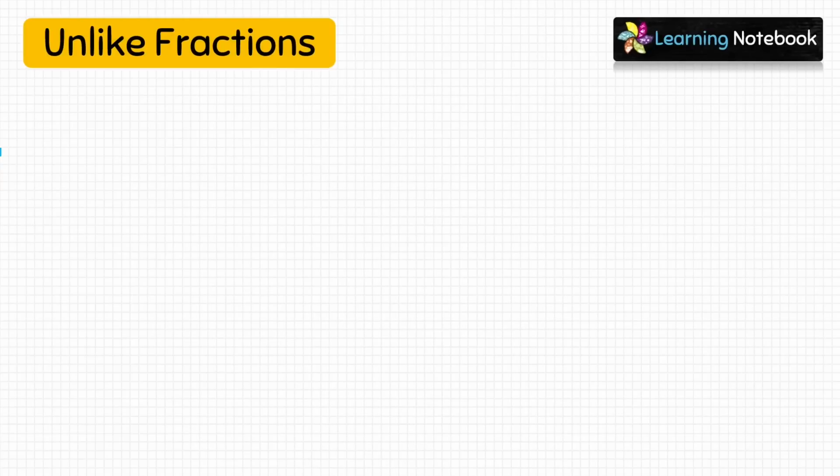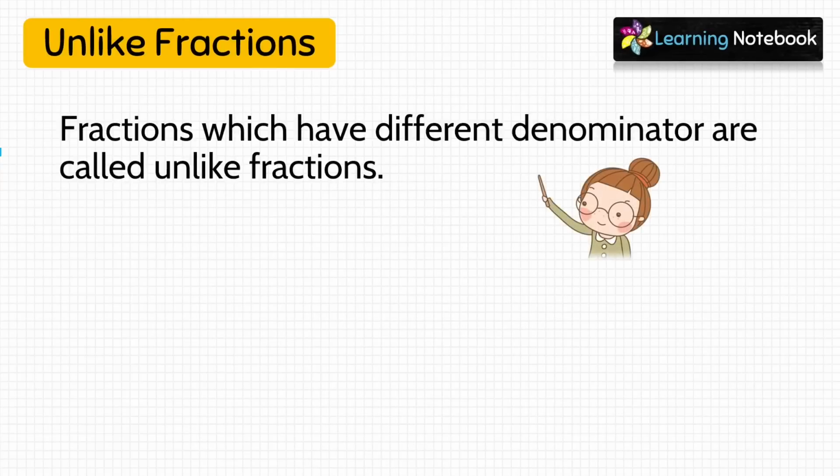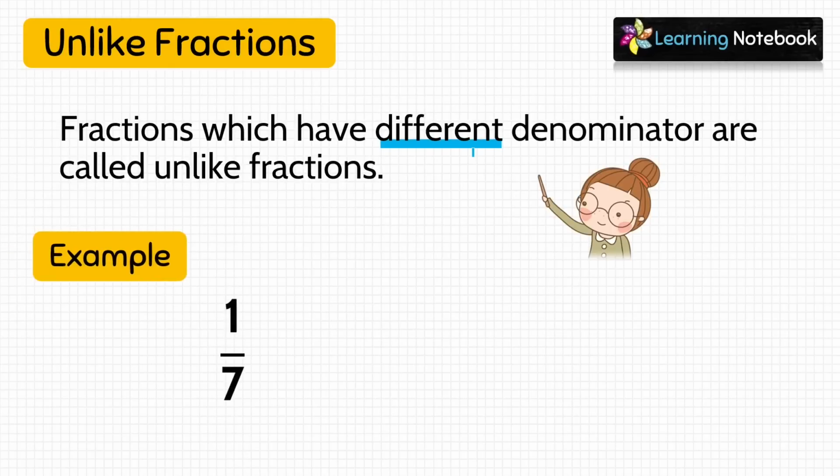Now, what are unlike fractions? Fractions which have different denominators are called unlike fractions. For example, 1 by 7, 2 by 8 and 2 by 9. These are unlike fractions because they have different denominators 7, 8 and 9.